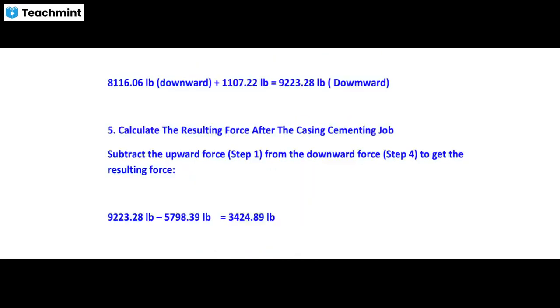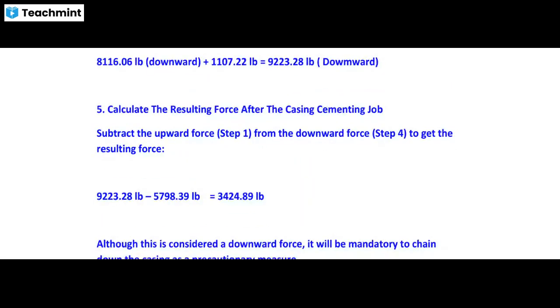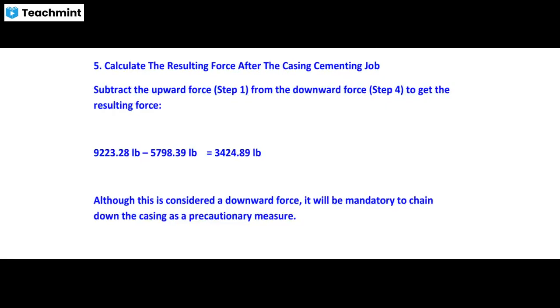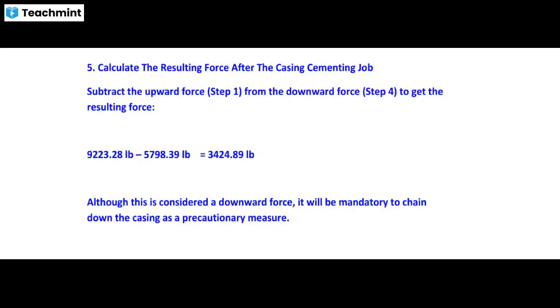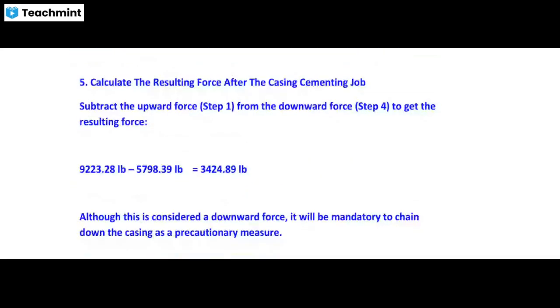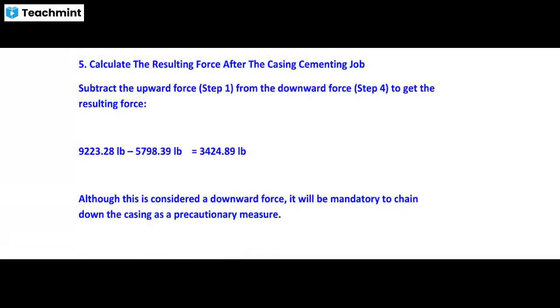Now the resulting force after the cementing job is found by subtracting the upward force from the downward force. So you have 9223 minus 5798.39, you will get 3424.89 lb. So this is your final result, calculating the resulting force after the casing cementing job.